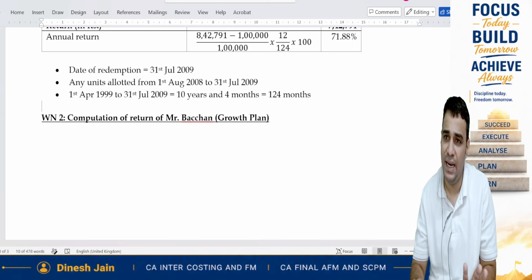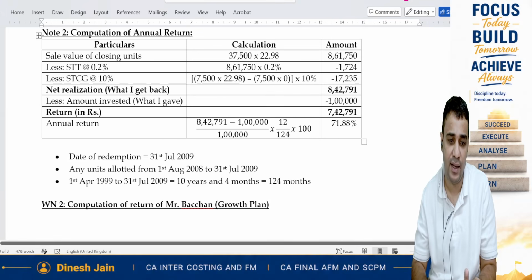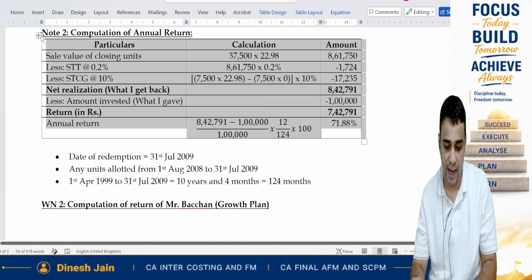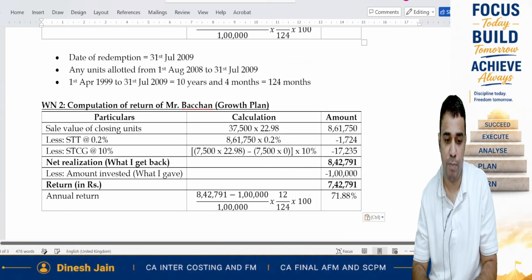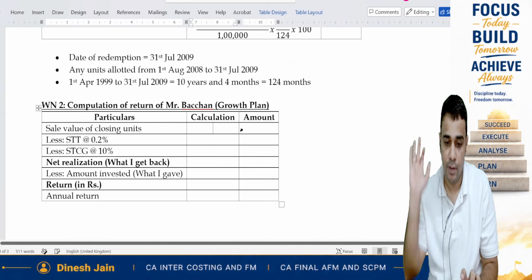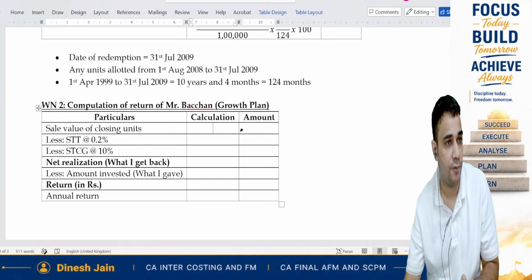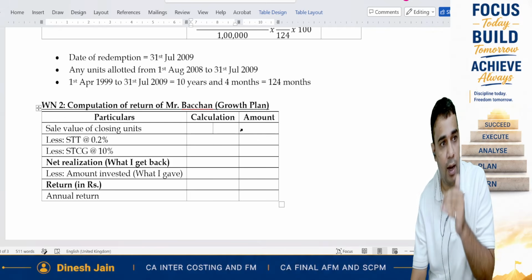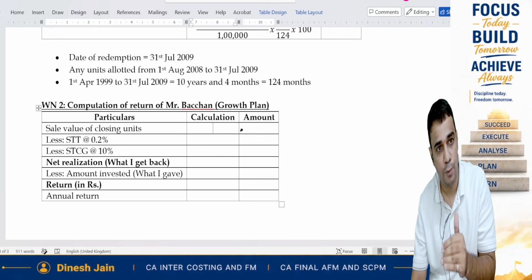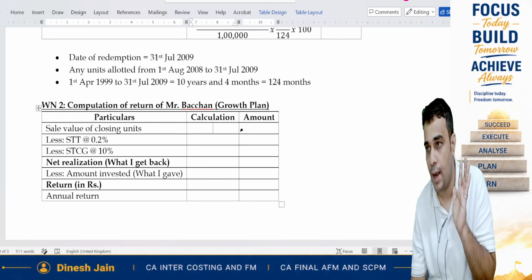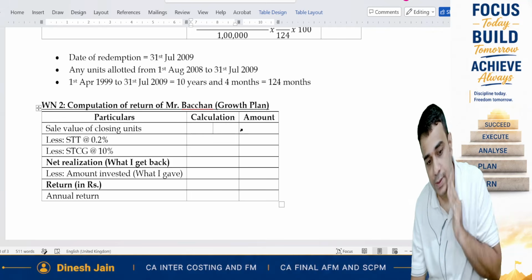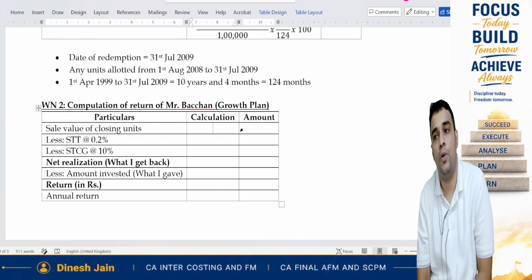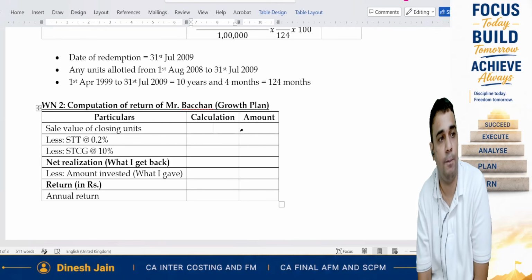So I don't need any calculation. I am directly going to this part, and as you tell, I will keep writing them. Sale value less STT less STCG, net realization, amount invested, return in rupees, and annual return. Quickly write it. No extra computation.